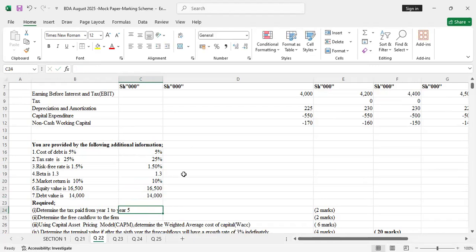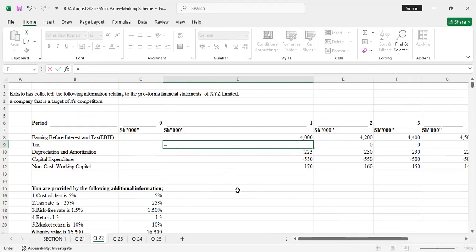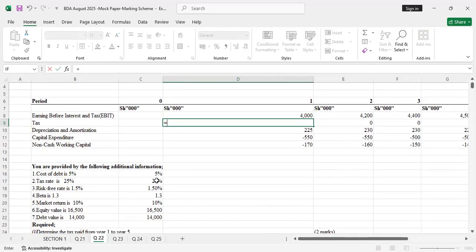So determine the tax paid from year 1 to year 5. Yeah, so the tax rate is what they're working on. So we'll calculate the tax here. So we'll say equals to the tax rate we are given, which is 25%. Yeah, so we'll take 25% and you multiply by the earnings before interest and tax, the EBIT, to get the tax. Okay. Yeah, so because the tax rate will be constant from year 1 to year 5, I'll lock that cell completely by a dollar sign.